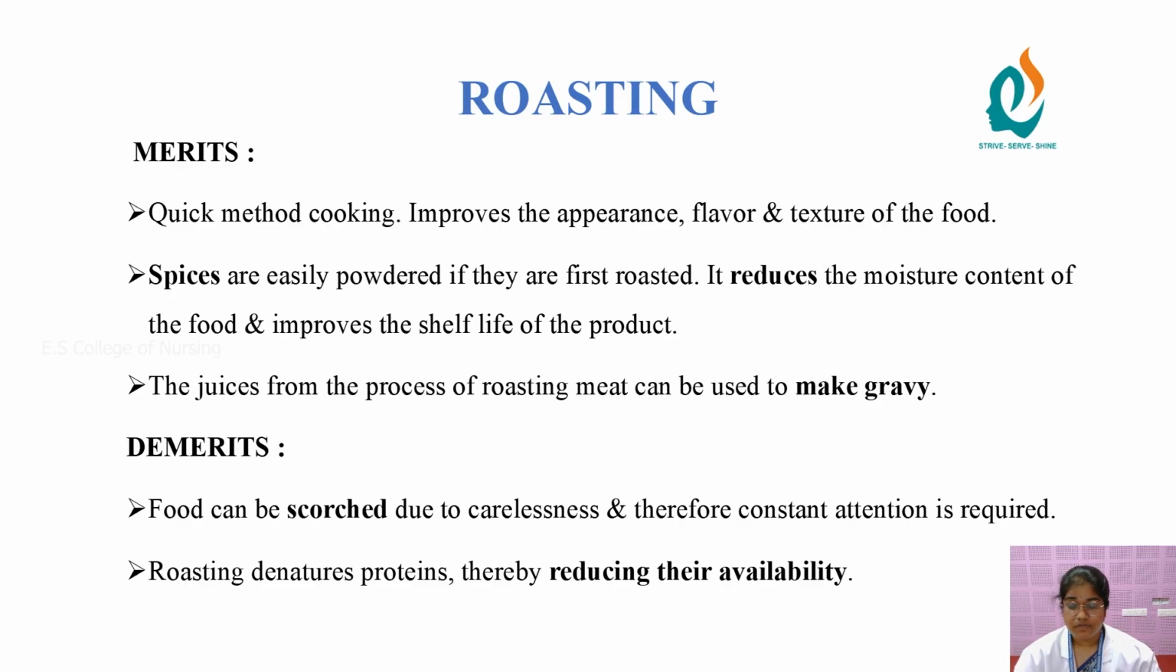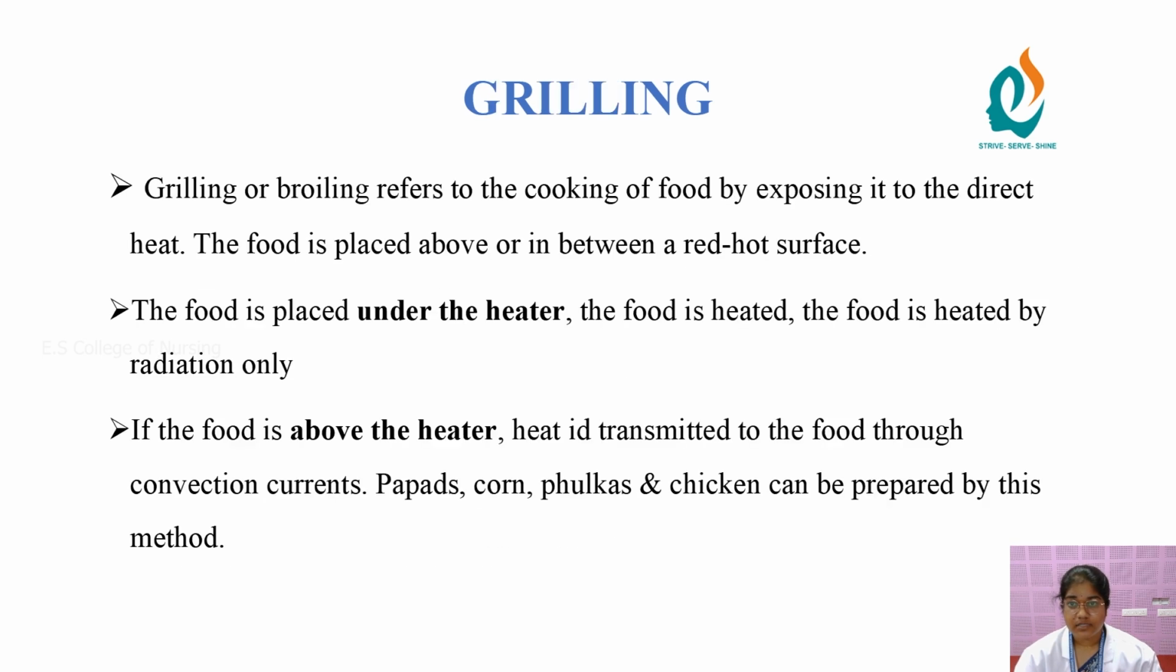And the demerits are foods can be scorched due to carelessness and therefore constant attention is required. Roasting denatures protein, thereby reducing its availability. And next one is grilling.